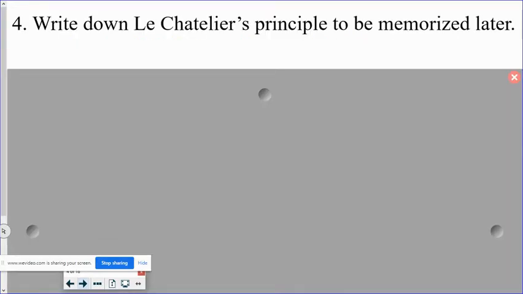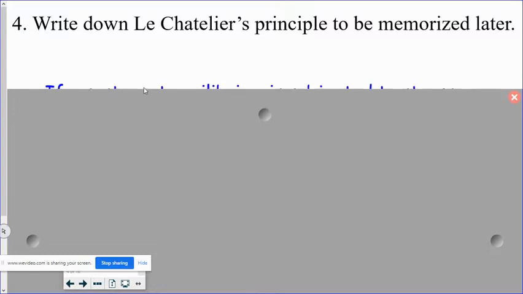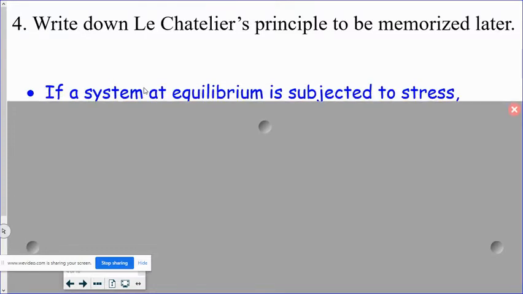You can write down Le Chatelier's principle. That's also on your cover if you need to write it down from your cover. This is something that needs to be memorized at some point in time. And feel free to pause the video to get a chance to write this down.